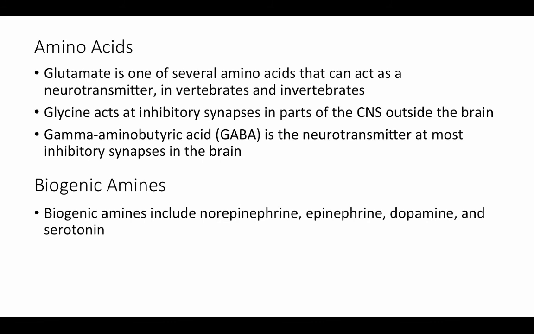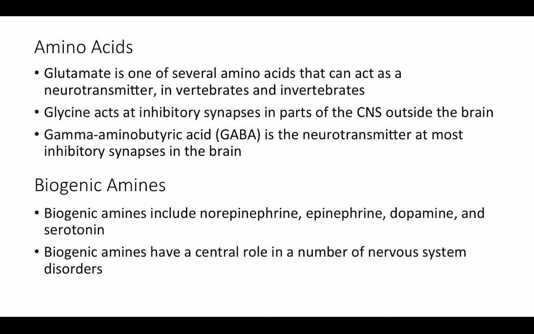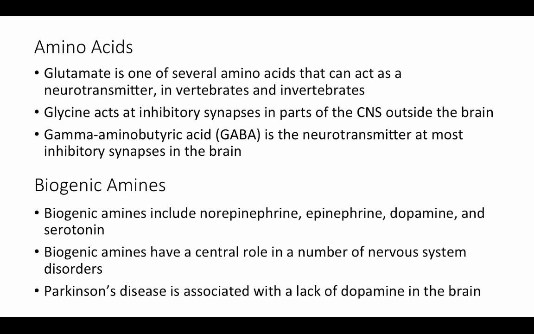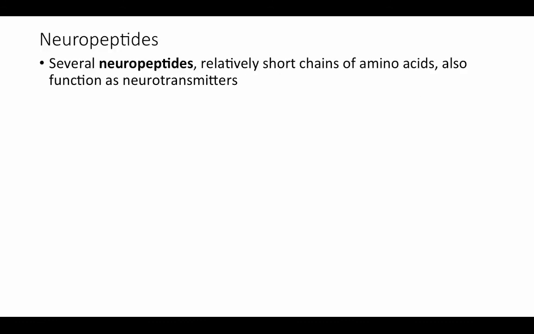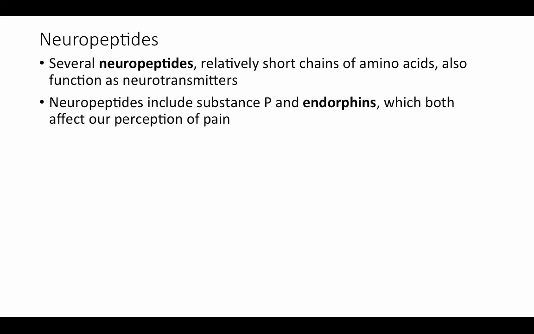Biogenic amines include norepinephrine and epinephrine, both of which are involved in the stress response, as well as dopamine and serotonin. Biogenic amines have a central role in a number of nervous system disorders. For example, Parkinson's disease is associated with low amounts of dopamine in the brain. There are also several neuropeptides, short amino acid chains that function as neurotransmitters. Neuropeptides include substance P and endorphins, which both affect our perception of pain.